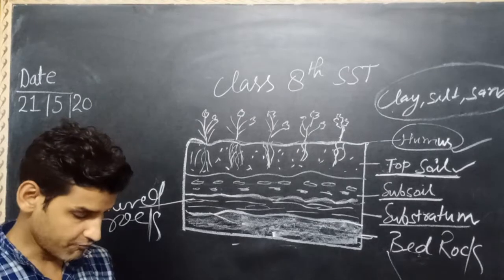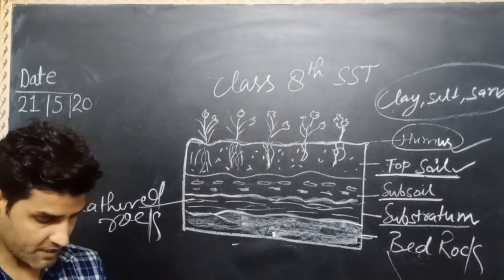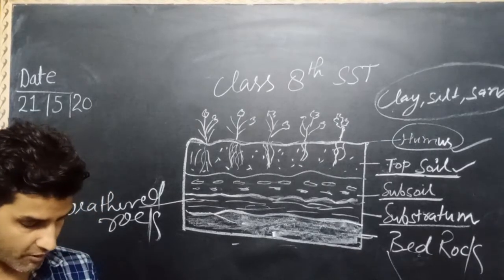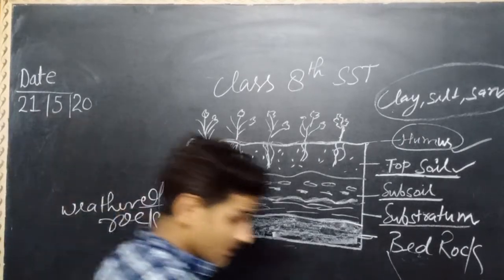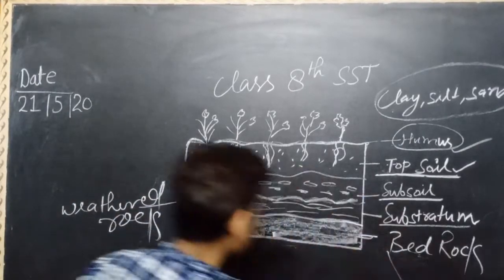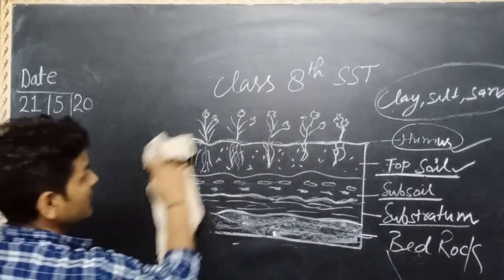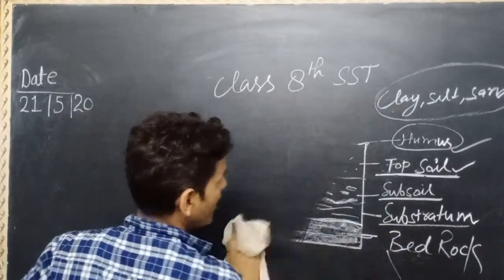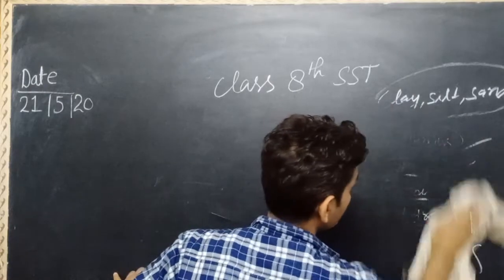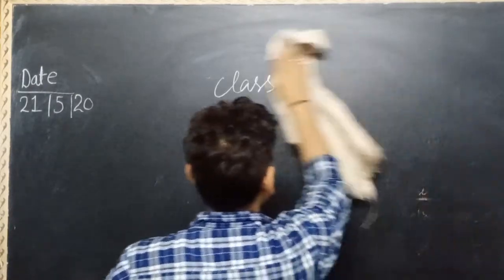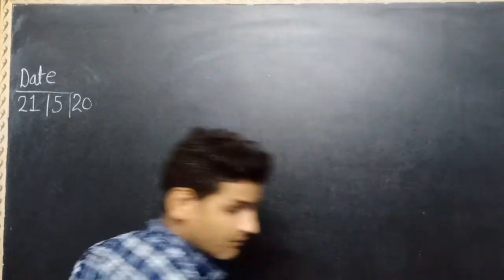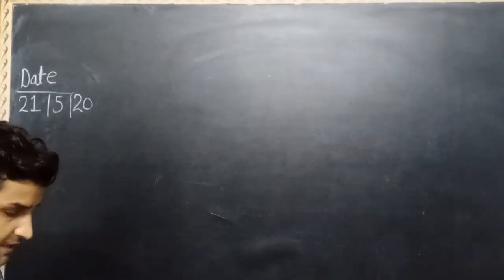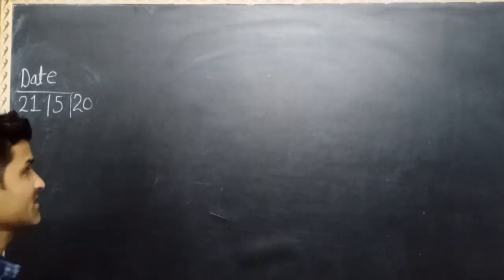Soil formation. There are 6 major factors that determine soil formation. All these differ from place to place. Soil formation means how we get the soil. Which kind of agents make our soil? First one is nature of parent rock.